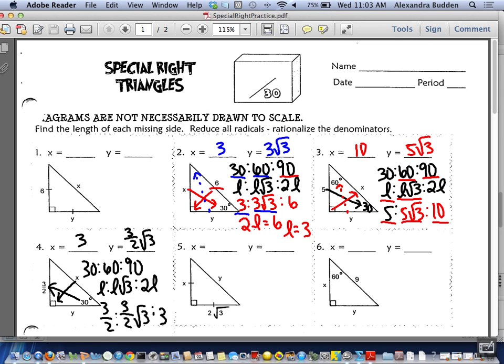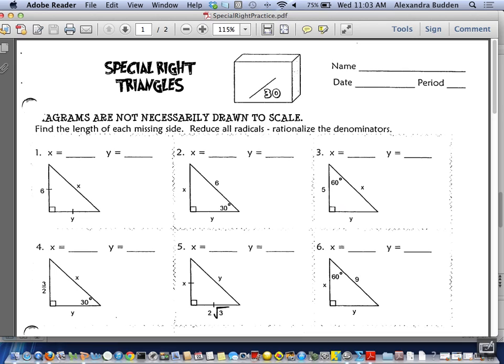Okay, so today we focused on 30, 60, 90 triangles and 45, 45, 90 triangles. Remember, you always have 2 ratios to write. You have one ratio that has the angles, one with the sides, and then you fill it in.